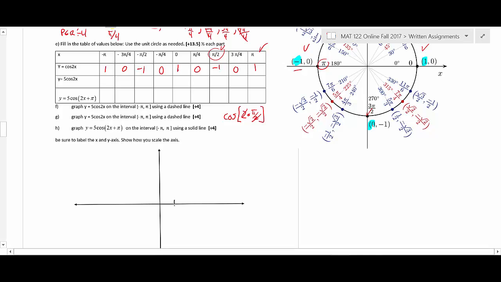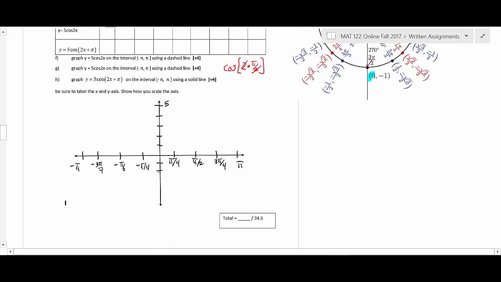So when we scale this, we'll go pi over 4, pi over 2, 3 pi over 4, and then pi. And we'll go through those key points like this. So this is negative pi over 4, negative pi over 2, negative 3 pi over 4, and then negative pi. Okay, and then we have an amplitude of 5, so it makes a lot of sense on this problem to go all the way up to 5, and then all the way down to negative 5 like that.